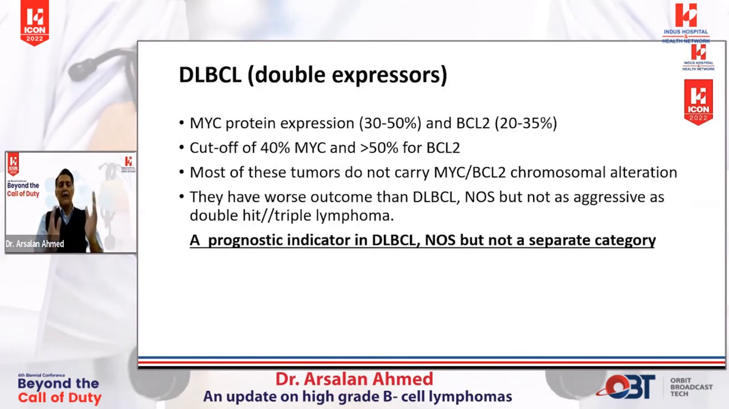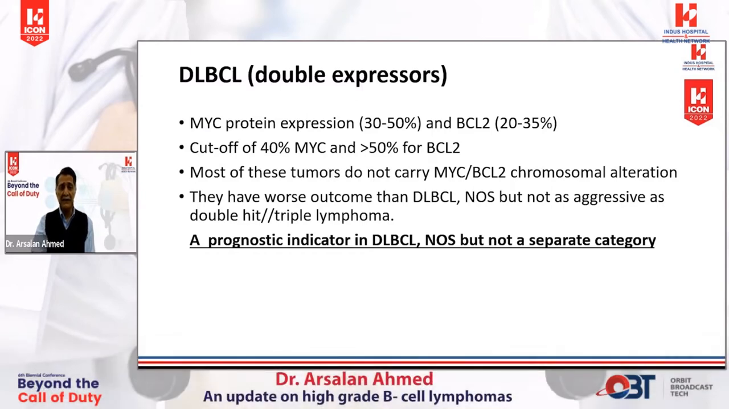We have to see whether they have double expressors, or whether we have to do a cytogenetic study. So we have to order MYC protein and BCL2. The MYC protein cutoff is 40%, and for BCL2, more than 50%. The reason is, if we end up calling it diffuse large B-cell double expressor, they have a worse outcome than diffuse large B-cell NOS, but not as aggressive as double hit or triple hit. So it's just a prognostic indicator and not a separate category. It will always remain a diffuse large B-cell lymphoma NOS.